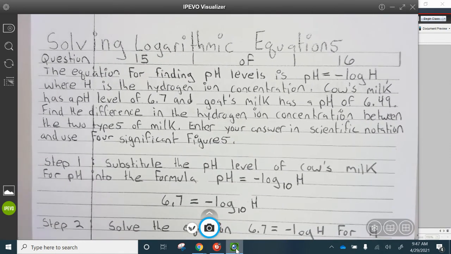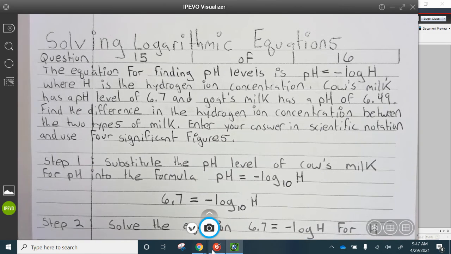Question 15 of 16. The equation for finding pH level is pH equals negative log of H, where H is the hydrogen ion concentration. Cow's milk has a pH level of 6.7, and goat's milk has a pH of 6.49. Find the difference in the hydrogen ion concentration between the two types of milk. Enter your answer in scientific notation and use 4 significant digits.